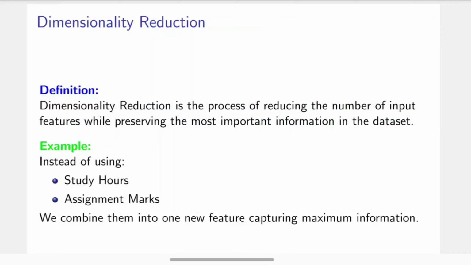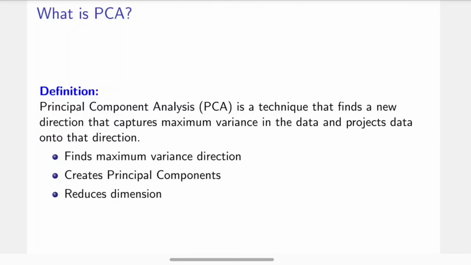This idea of reducing multiple features into fewer features while keeping important information is called dimensionality reduction. Today we will understand one important dimensionality reduction technique, that is principal component analysis, or PCA. Dimensionality reduction means reducing the number of input features while keeping the most important information. For example, instead of separately using study hours and assignment marks, we combine them into one feature that captures maximum information. So what is PCA?